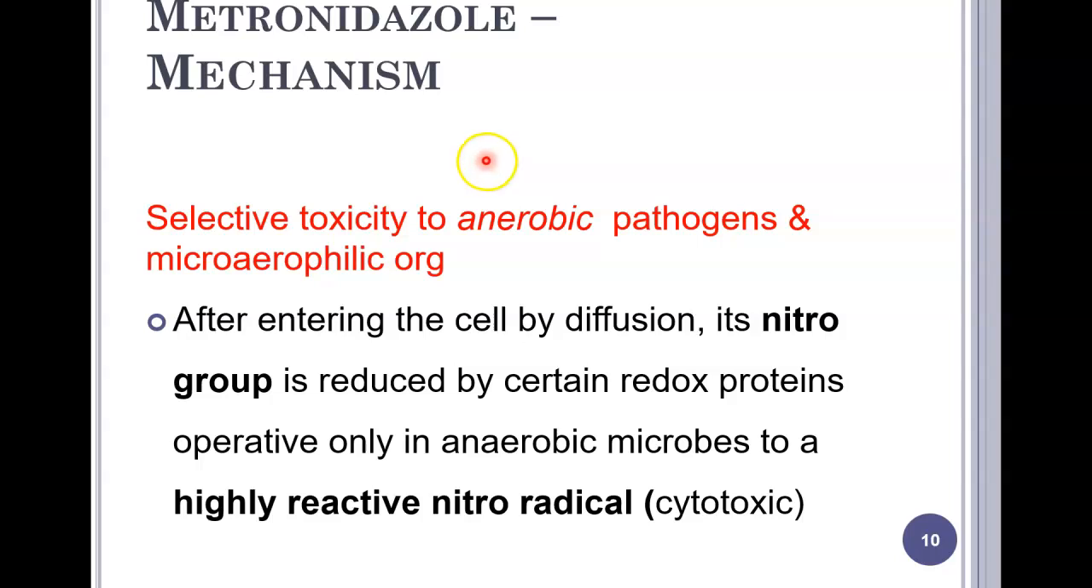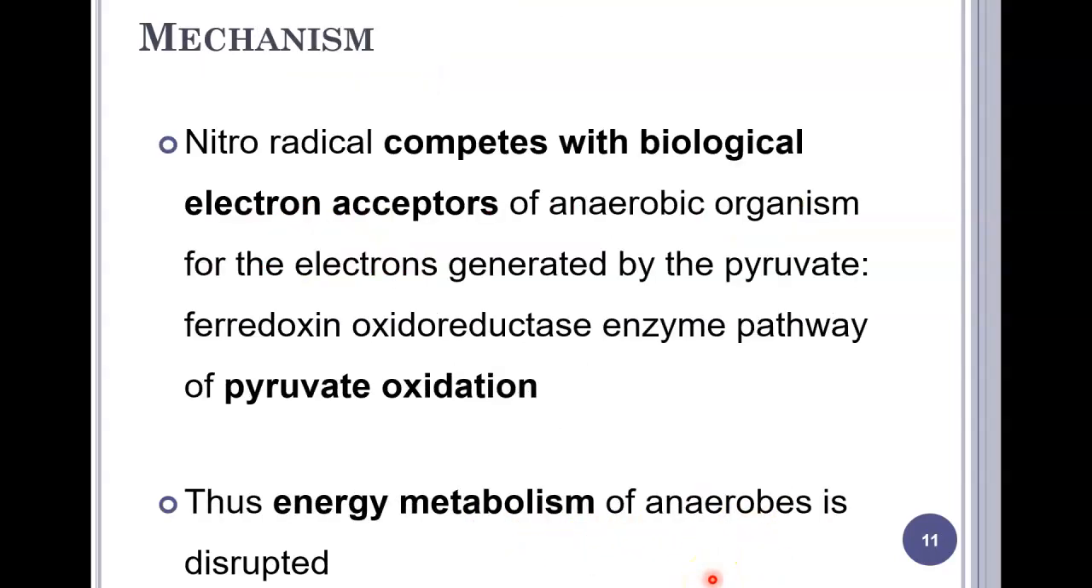Metronidazole is not active against aerobes. It has selective toxicity to anaerobic pathogens and microaerophilic organisms. After entering the cell by diffusion, the nitro group is reduced by certain redox proteins operating only in anaerobic microbes to a highly reactive nitro radical. This nitro radical exerts cytotoxicity. The nitro radical competes with biological electron acceptors of the anaerobic organism for the electrons generated by the pyruvate ferredoxin oxidoreductase enzyme pathway of pyruvate oxidation. Thus, the energy metabolism of anaerobes is disrupted.